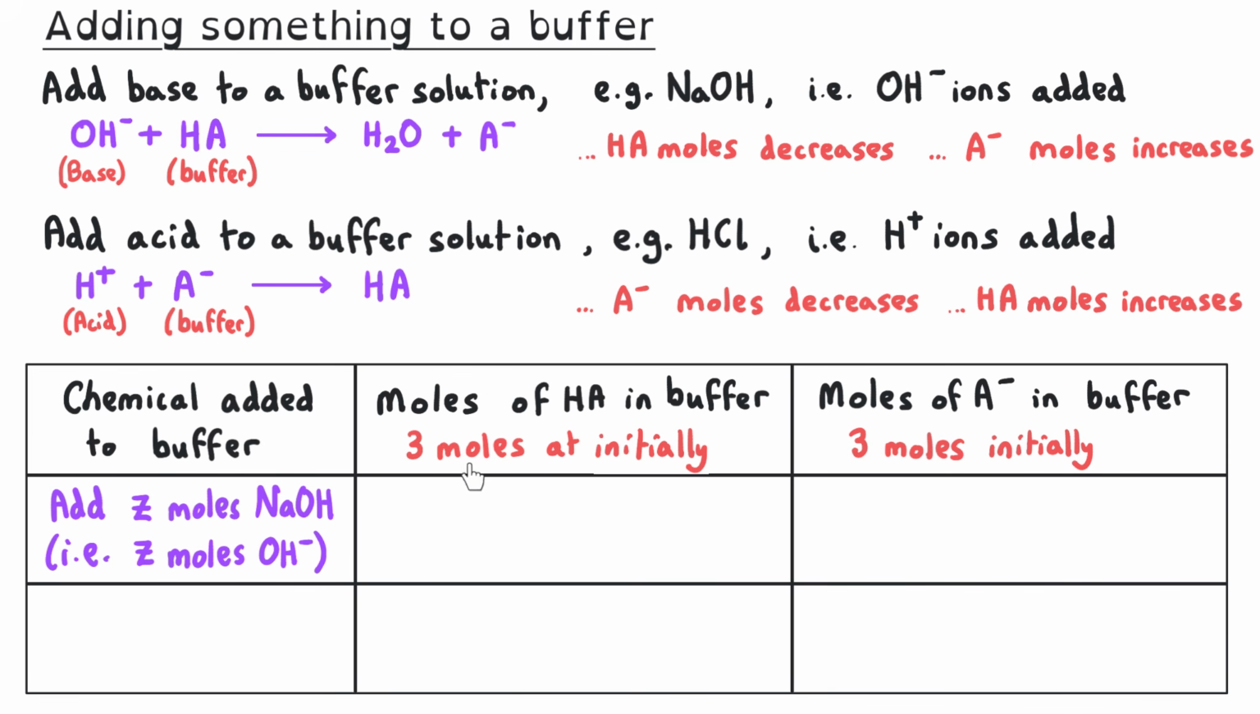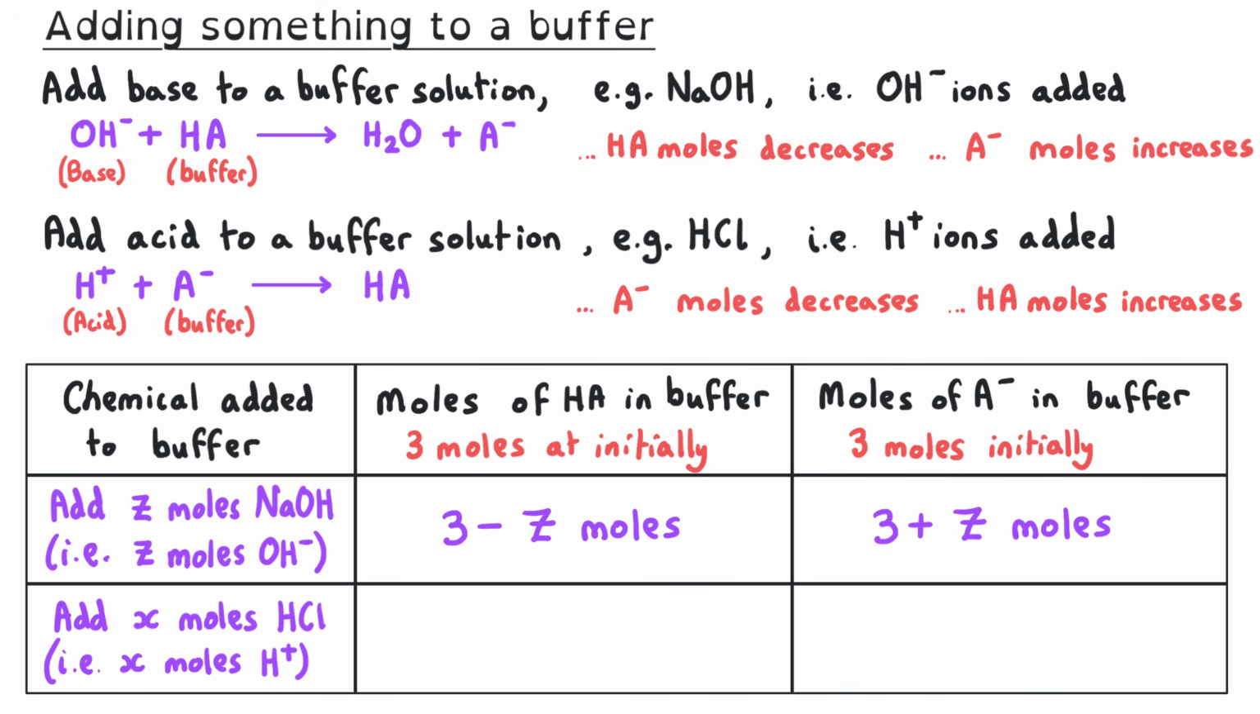This, remember, will react with the acid component of the buffer, and so therefore the quantity of acid is going to decrease, and it will decrease by Z moles. So after the addition of our sodium hydroxide, we will have 3 minus Z moles of the weak acid, and the salt is produced. In other words, A minus moles is going to increase, and so we will end up with 3 plus Z moles of A minus.